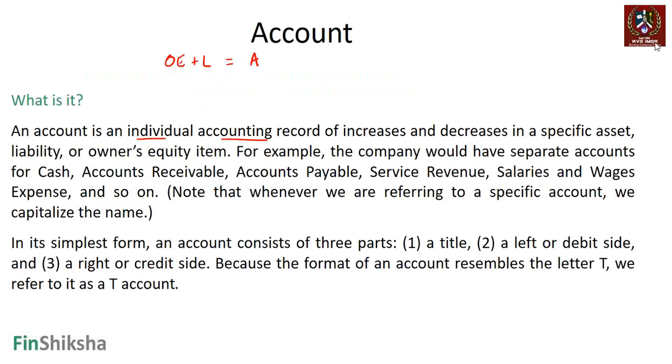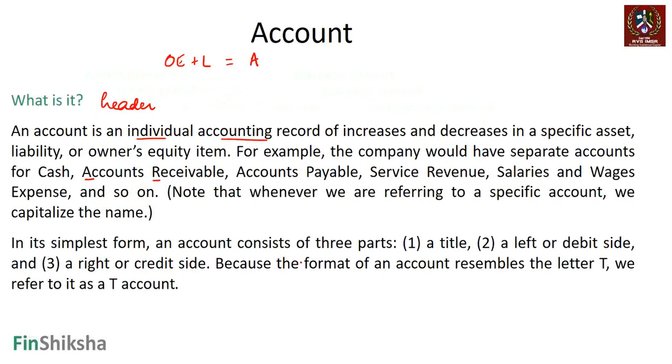So for example, the company would have separate accounts for cash, accounts receivable, accounts payable, service revenue, salaries and wages expense, and so on. When we say accounts, it doesn't mean there is a bank account as such. It just means that we have created a header. It's a heading, it's a title where we will record all these transactions, and that's what is called the account, right? Note that whenever we are referring to a specific account, we capitalize the name. So we put the name in capitals there.